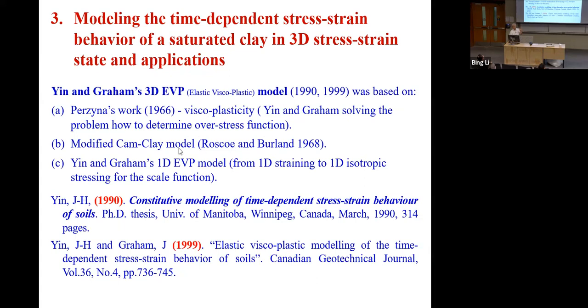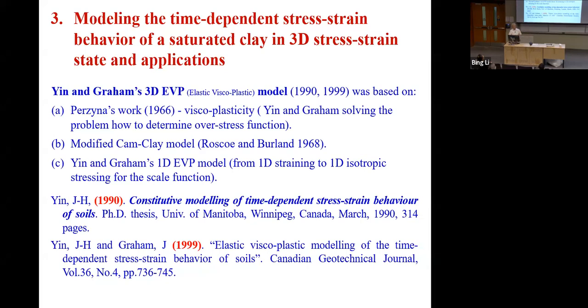published by Imperial College, Professor John Burland, Professor Roscoe. But the Cambridge model is an elastic-plastic model and cannot consider creep, okay? And the other can consider creep but is not so suitable for soils, okay? So we combine the one by Pizarro and the Cambridge model, then my one-dimensional model. Three works together, we can get a three-dimensional model.